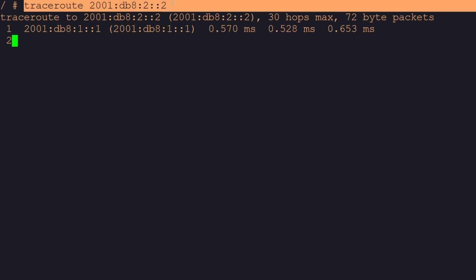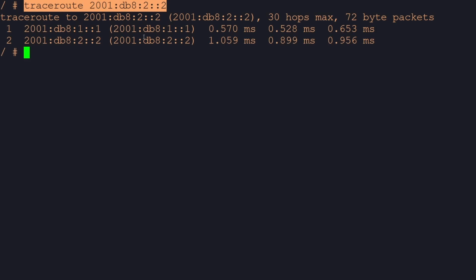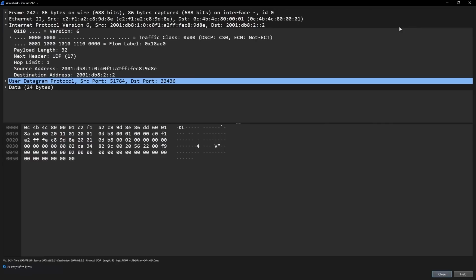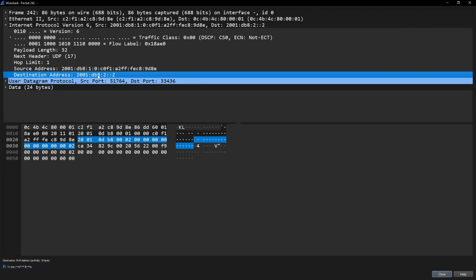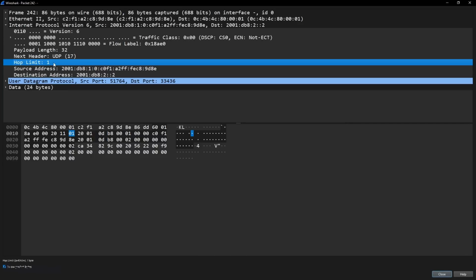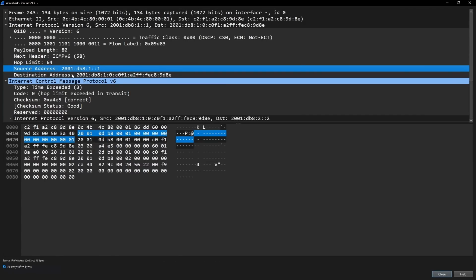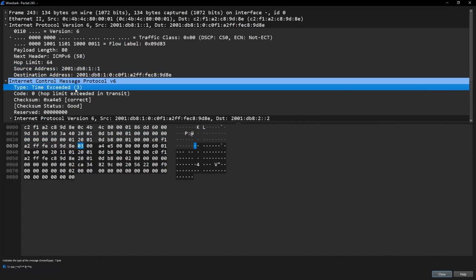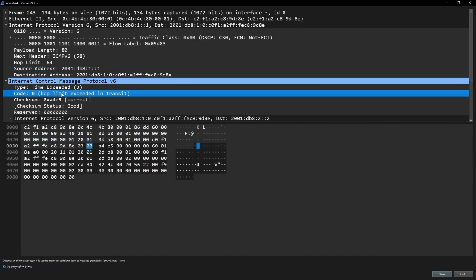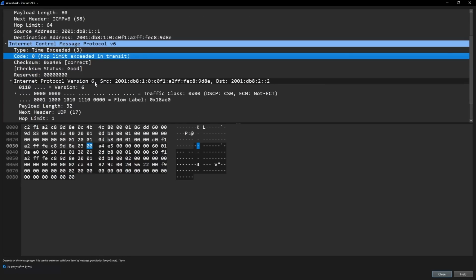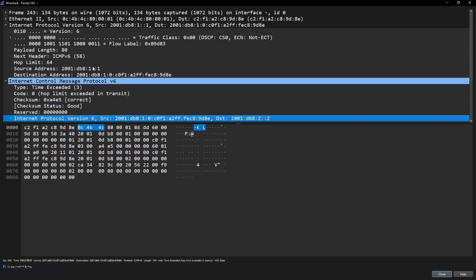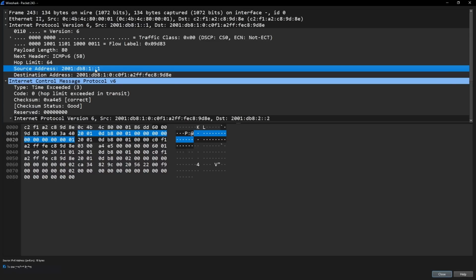So I asked it to trace the route to 2001:db8::22, and it took 2 hops, so we went through ::1:1, and then we hit ::2:2. So in this case, it worked over UDP. So it sent a packet to the final destination, 2001:db8::22, and set the hop limit to just 1. And so a router along the path, 2001:db8::11, sent us back a code 3, time exceeded, hop limit exceeded in transit, and then of course the rest of the packet. So this tells us that this must be our first router because that's where the hop limit of 1 was reached.